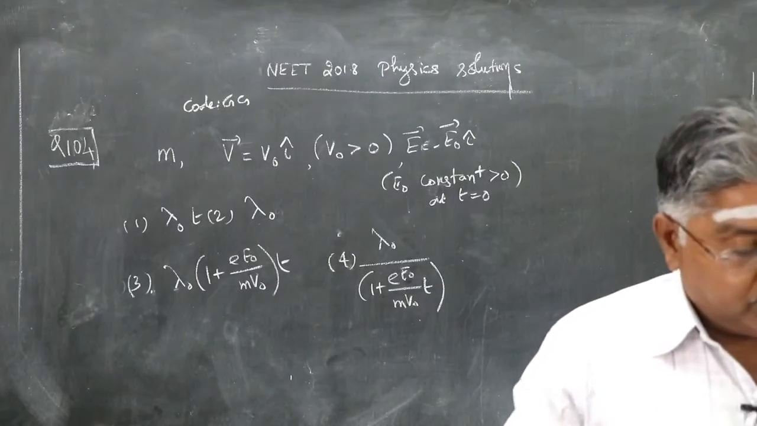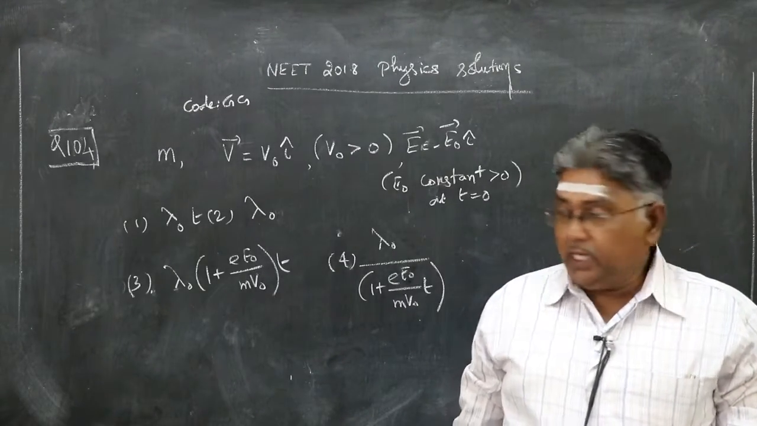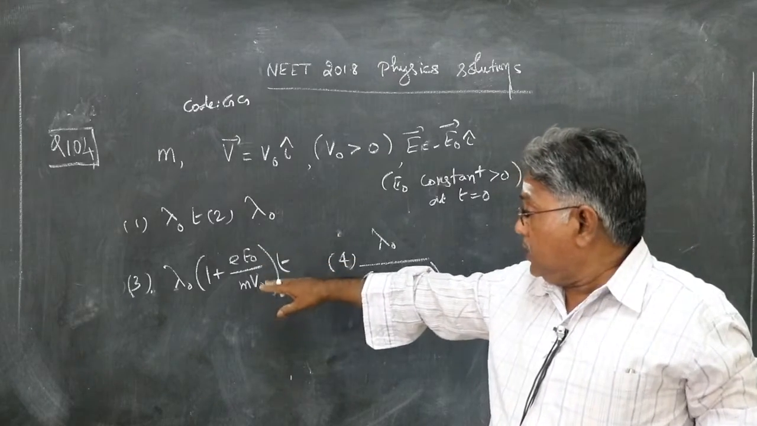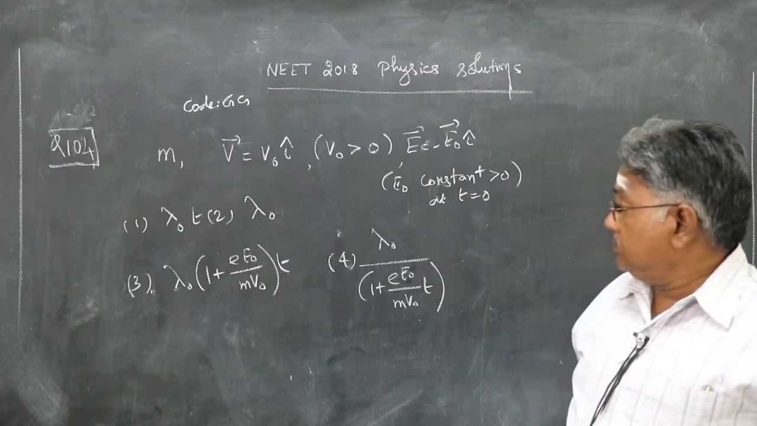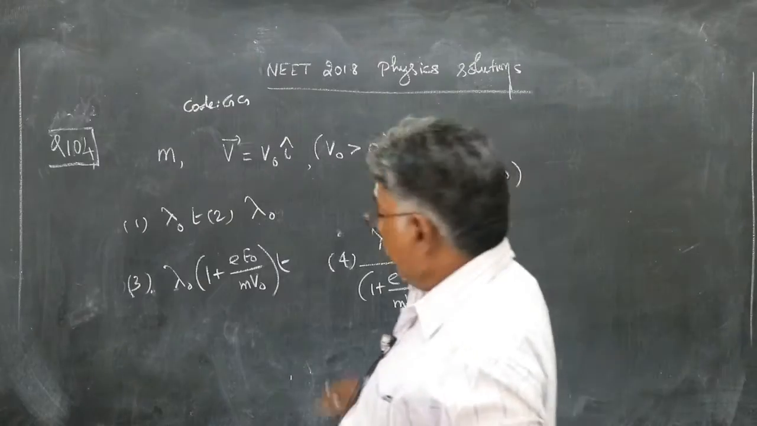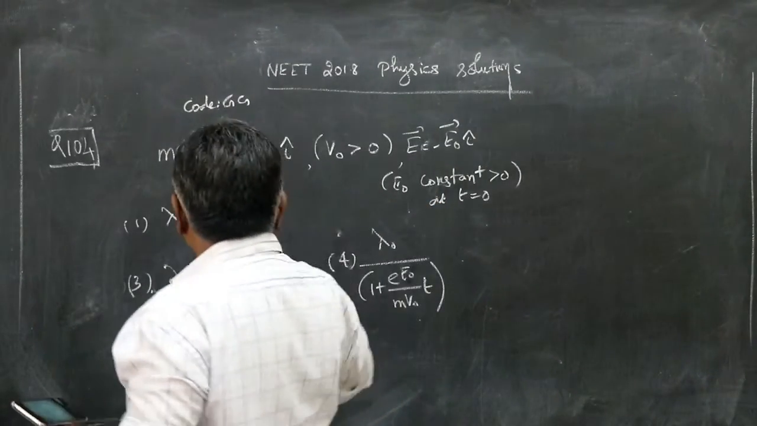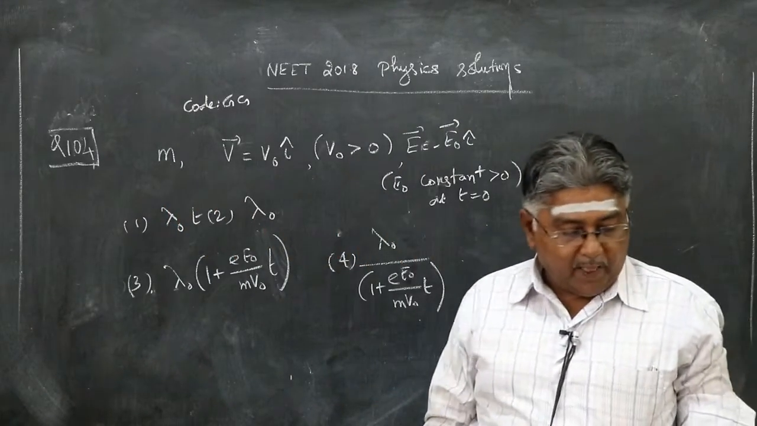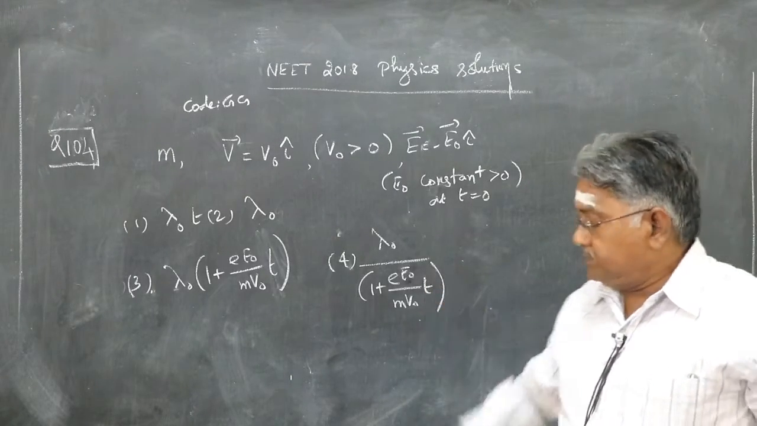The four options which are given there. Option 1, lambda naught into t. Second one is lambda naught. Third one, lambda naught into 1 plus E naught by m v naught into t. Okay, it's just a correction: lambda naught by 1 plus E naught by m v naught into t.